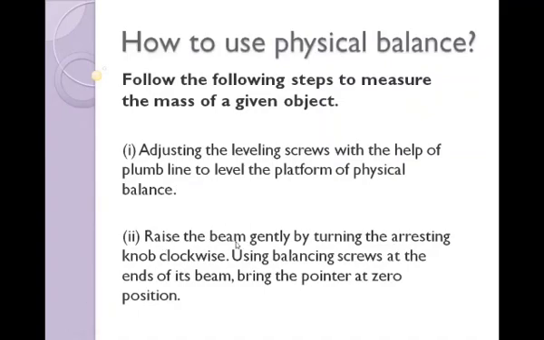Now, second step, raise the beam gently by turning the arresting knob clockwise. Using the balancing screw at the ends of the beam, bring the pointer to zero. And then raise the beam with the help of arresting knob. If the two pans are balanced, it means that you can start working. If they are unbalanced, then balance them with the help of balancing screw.